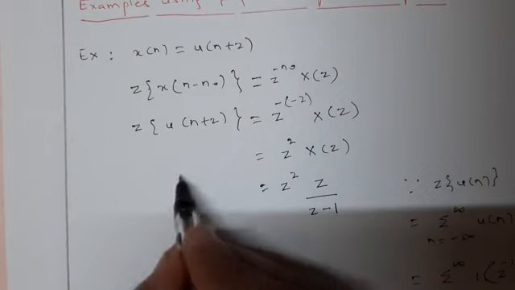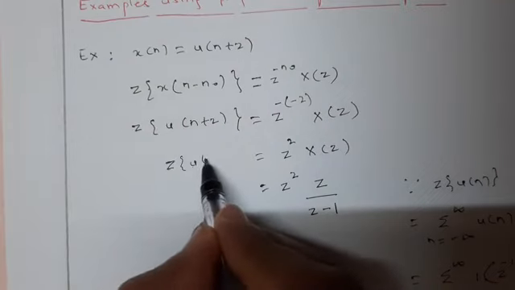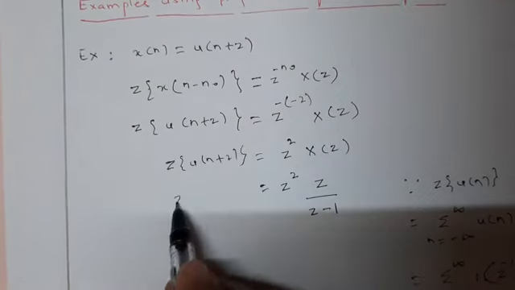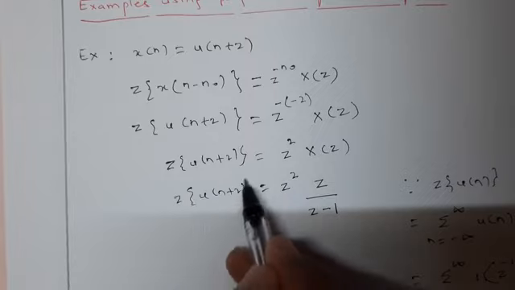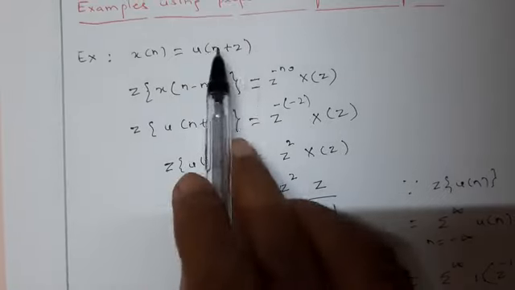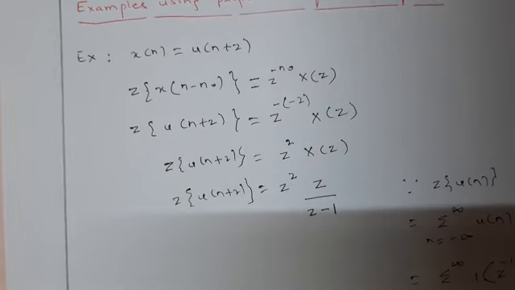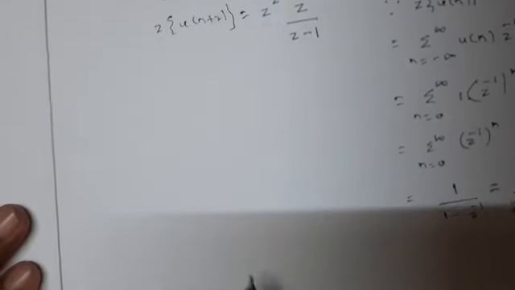So Z transform of u of n plus 2, without using the equation for this, I am trying to use properties. One of the properties I am using. So next one.